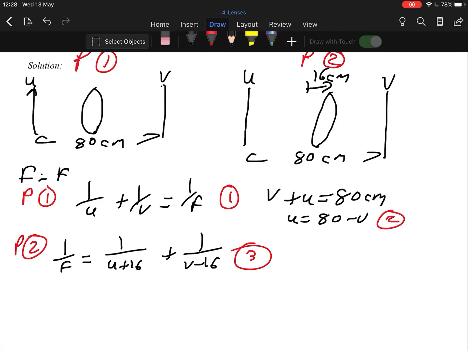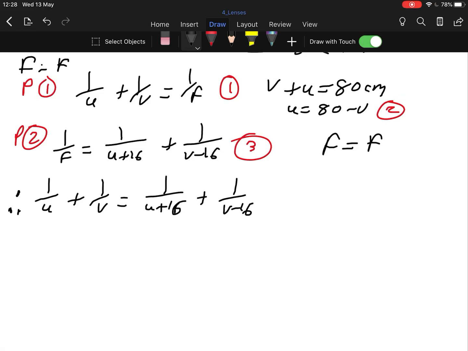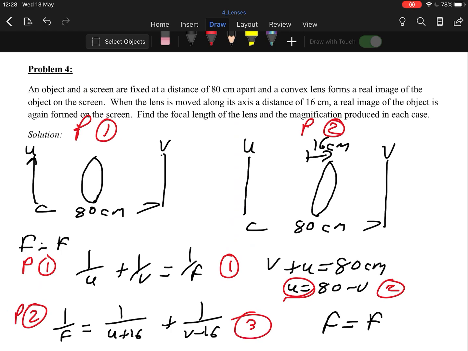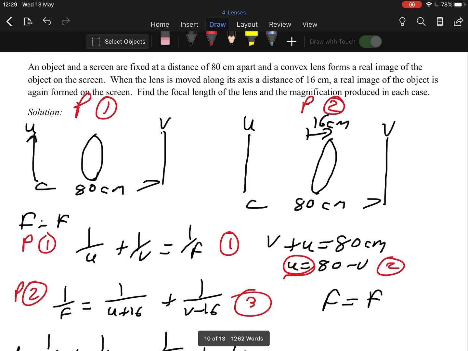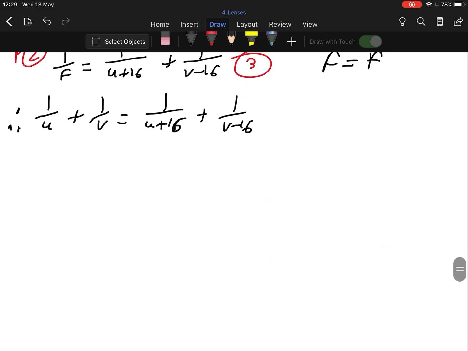Okay? Now, f equals f, therefore 1 over u plus 1 over v equals 1 over u plus 16 plus 1 over v minus 16. All right? Okay, so there we go. Now, this is where equation 2 comes in. Now, if you wanted to, you could have said v equals 80 minus u and found that and gone back. It doesn't matter, guys, which way you do it. And again, it doesn't matter up here. If you move the lens towards the object or the screen, you will get the same answer. That's the thing about physics. There's usually more than one way to do it. This is just one way to do it. If you want to test yourselves, try doing it moving the lens the other way. It should still work out, guys.